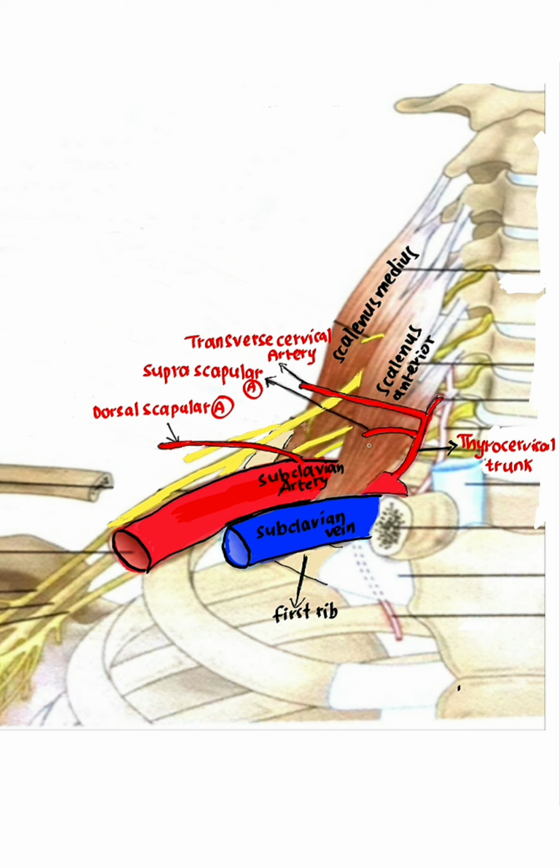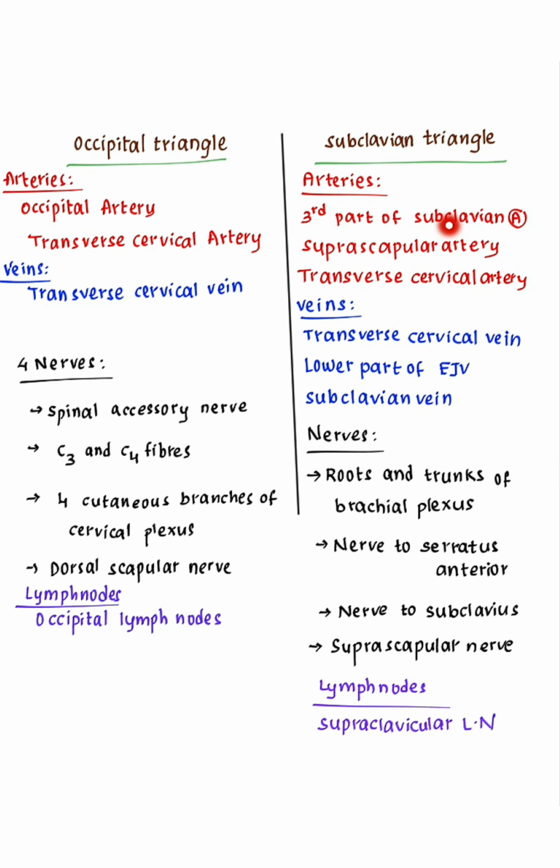Subclavian artery is present behind scalenus anterior over the first rib. Subclavian vein is present in front of scalenus anterior over the first rib. Transverse cervical artery and suprascapular arteries are branches of thyrocervical trunk which arises from first part of the subclavian artery. Subclavian artery passes behind scalenus anterior over the first rib. Subclavian vein passes in front of scalenus anterior over the first rib.